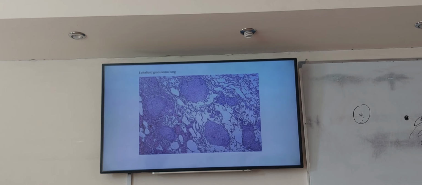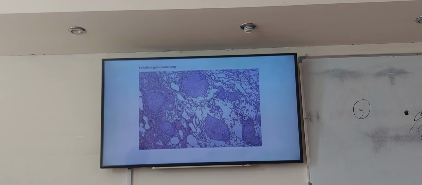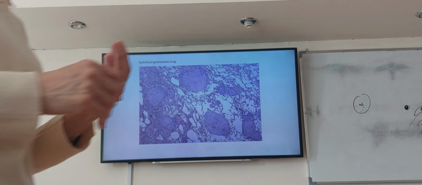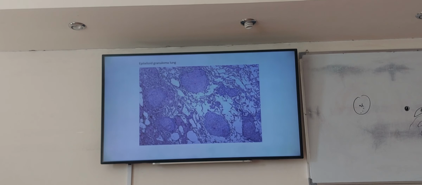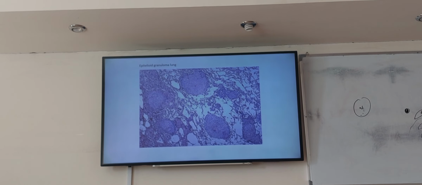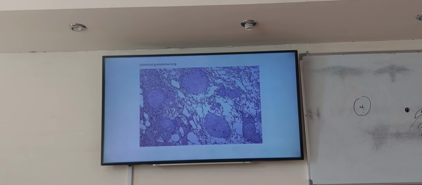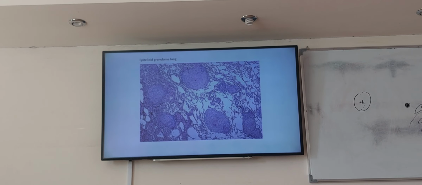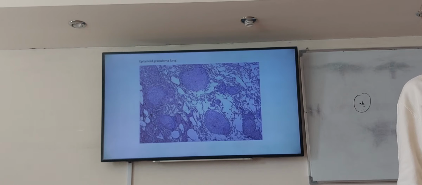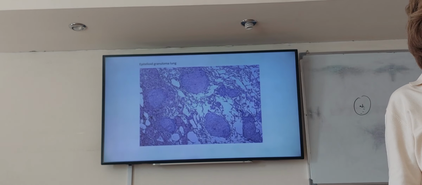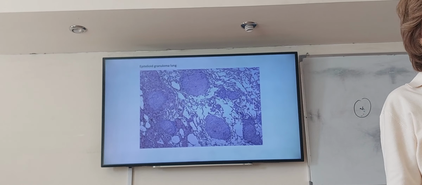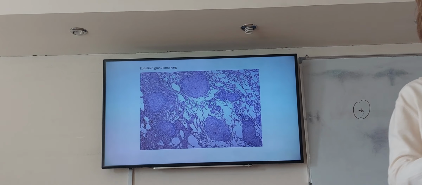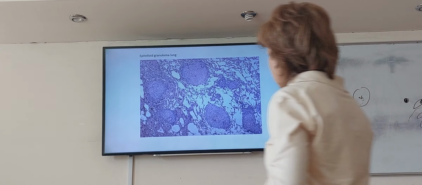Tell me the classification of granuloma. According to cause, etiology: infectious, non-infectious, unknown. According to pathogenesis. Now, tell me according to morphology. That's important: mature and immature. What does mature mean? Epithelioid. What does immature mean? Histiocytic. Okay, till here.